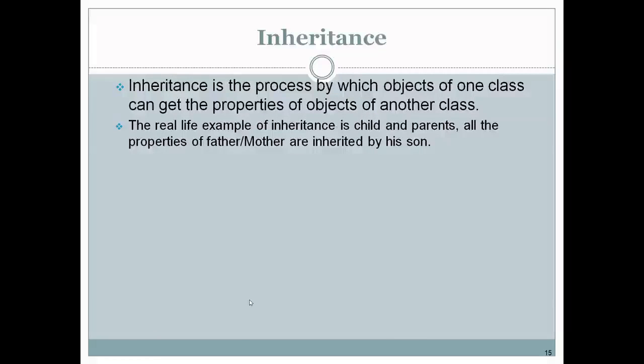Look at this example, a real life example: a child and parents. All the properties of father and mother are inherited by their son. So all of us inherit some of the properties from our parents. When you were born, some of your relatives might have said, you look like your mother, you look like your father or grandfather or grandmother. So you inherit some of the properties from your mother, your parents.